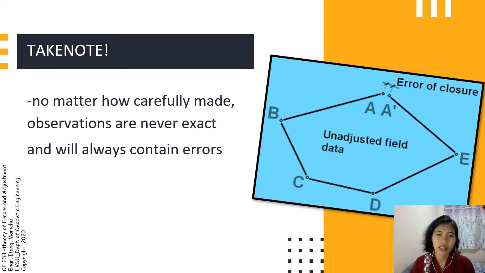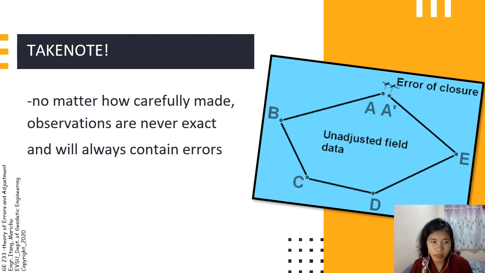However, no matter how carefully we made the survey or how carefully the observation was made, observations are never exact and will always contain an error. So, just the same, for example, dito sa illustration, meron siyang ilang station, 5. So, pag close niya sa A, mayroong difference or mayroong error of closure. So, hindi nagtugma yung value. So, this is just an example.